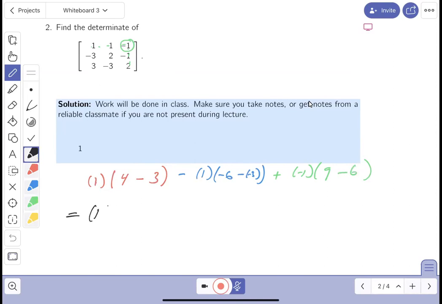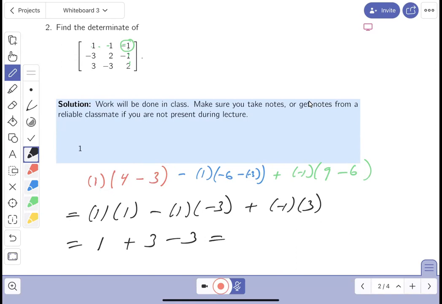We get 1. 4 minus 3 is 1. Minus 1 times, well, 6 minus a minus 3 is 6 minus 6 plus 3, which is going to be minus 3, plus minus 1, and 9 minus 6 is 3. So we give you 1. This will give you plus 3, minus 3, which is 1. All right, let's get our answer, see if we got the right answer. And lo and behold, we got the right answer.